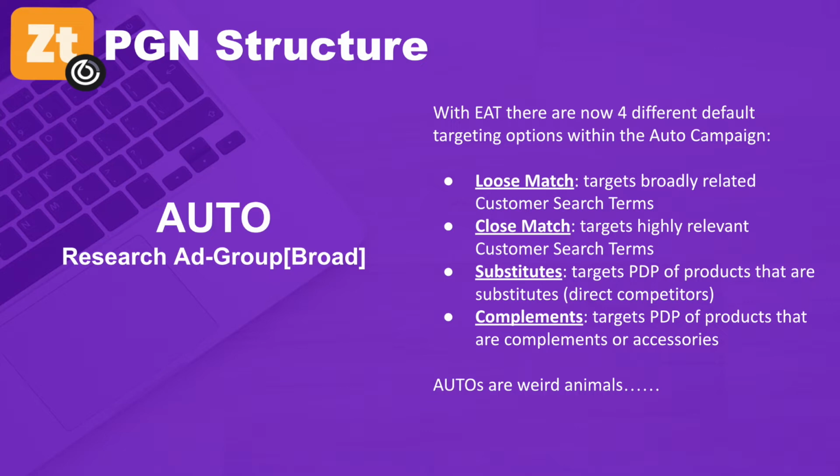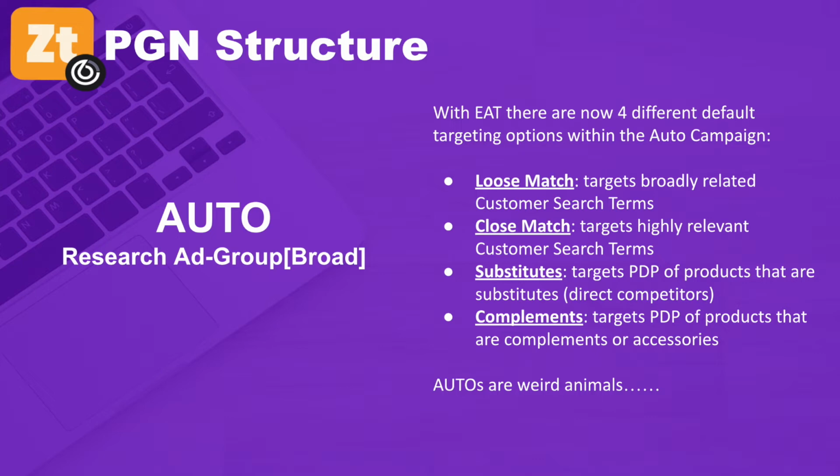The substitutes will target the product detail page. It will target other people's products, and the substitutes specifically will target direct competitors. So if you're searching for a spatula, this specific target will bid on other similar spatula products. Lastly, the complements, which is the fourth target of auto campaign, will show your ads on product detail pages of products that are other complements or accessories of yours. Just a note, autos were weird animals before, but now it's not very weird anymore.